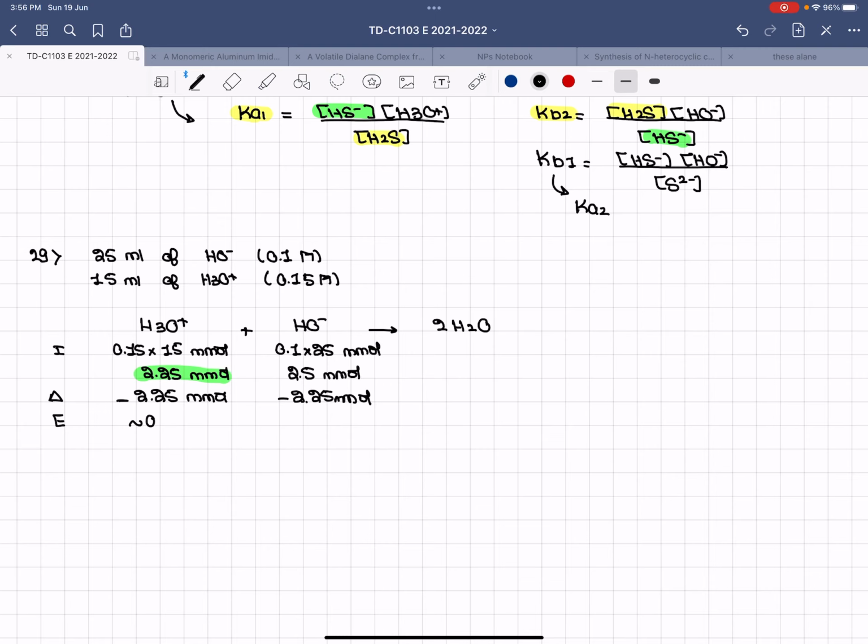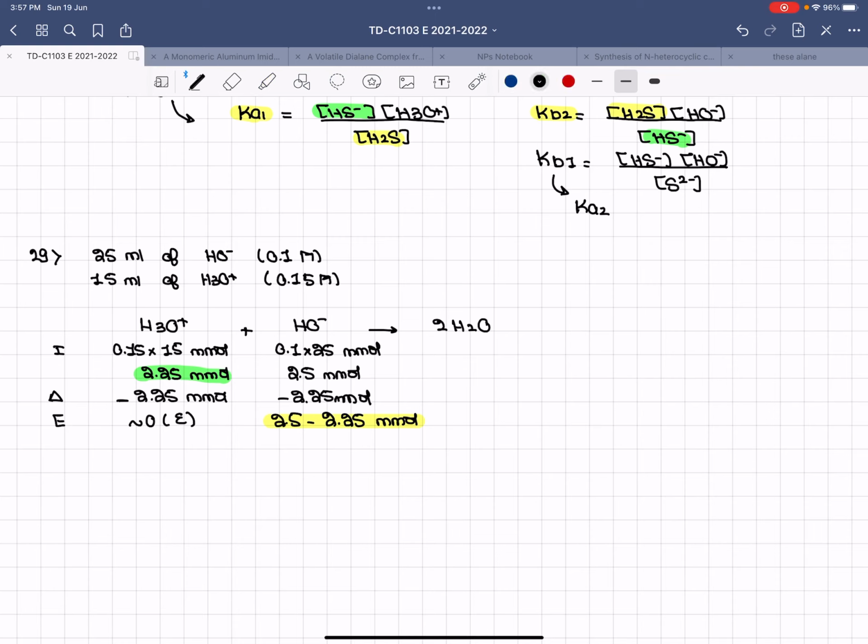Why don't we ever say 0? Because you now know that H3O+ will never be equal to 0. You can always calculate it from Kw, which is 10 to the negative 14. So we can actually call it a value of epsilon. And HO minus remaining will be 2.5 minus 2.25 millimole. So what do you have now in your solution? In the solution now I have the base.